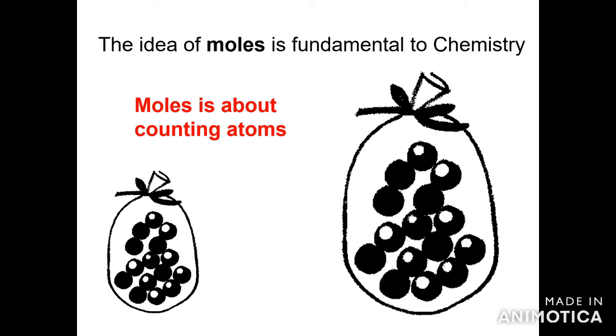All we're doing when we're talking about moles is counting atoms. That's it. It's a way of saying I've got some atoms. If I have 1 mole, I have this many. If I've got 2 moles, I've got this many. If I've got half a mole, I've got this many. Okay? All we're doing is counting atoms.